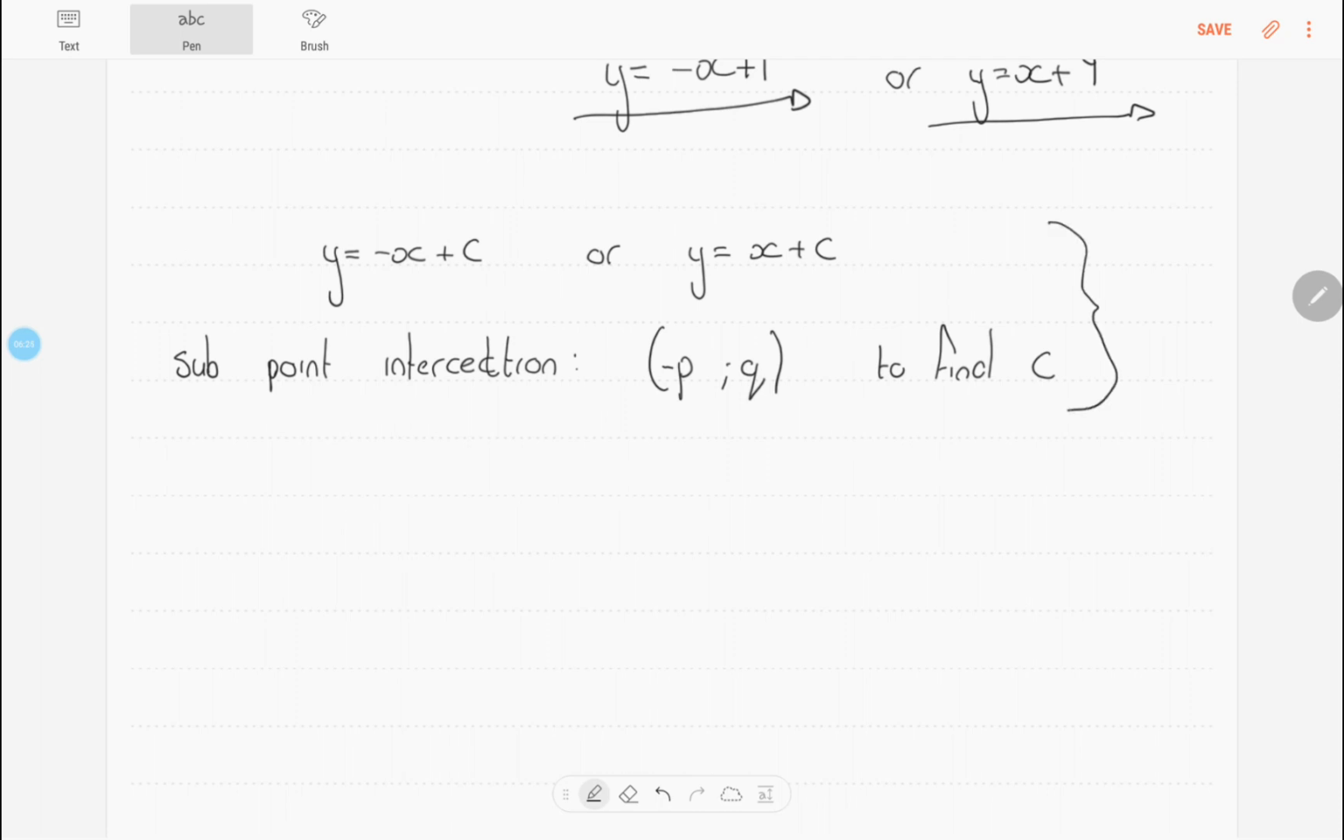There we go, that's all it is. As I said, I'll do a video of all the functions at a later stage, but that's just how to find the equations of our axes of symmetry.